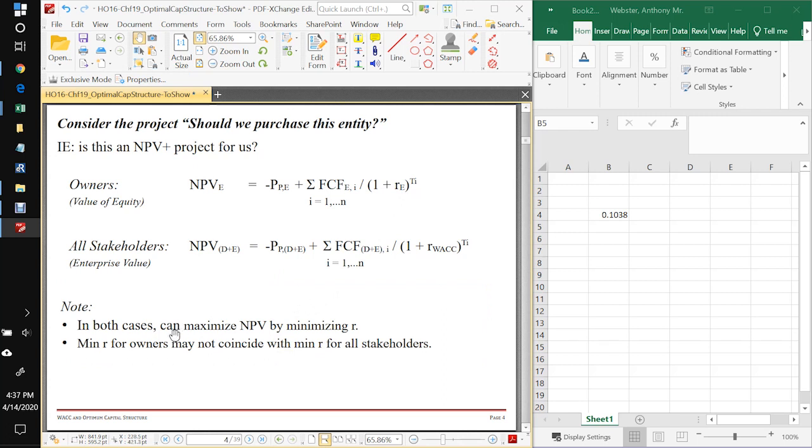And in both cases, we can maximize the NPV by minimizing our discount rate here, our cost of capital: the weighted average cost of capital here, the equity cost of capital here. And in general, the minimum equity cost of capital might not coincide with the minimum weighted average cost of capital for all stakeholders.